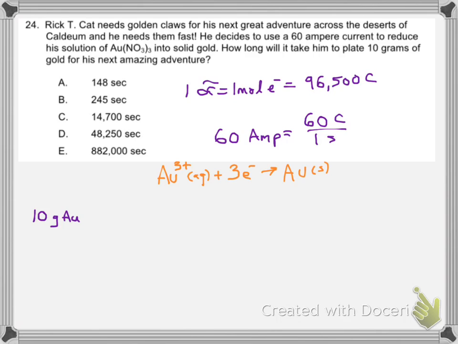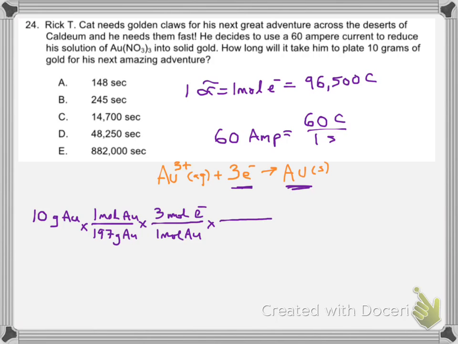So he wants to plate 10 grams of gold. Well, we'll need to convert this to the universal currency of chemistry, the mole. There are 197 grams of gold for every 1 mole of gold. And then how do we relate this back to electrons? Well, we can see that for every 1 mole of gold we want to make, it'll take 3 moles of electrons. So that's going to be another conversion factor here. So 1 mole of gold requires 3 moles of electrons. And then the next thing we want to do is relate this to charge.